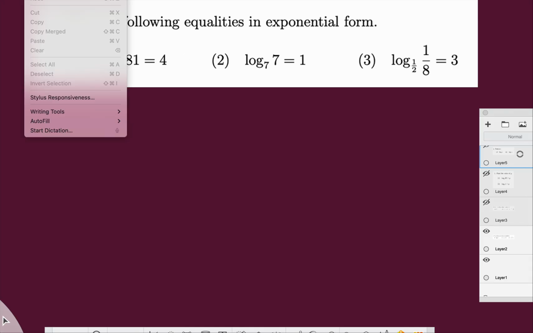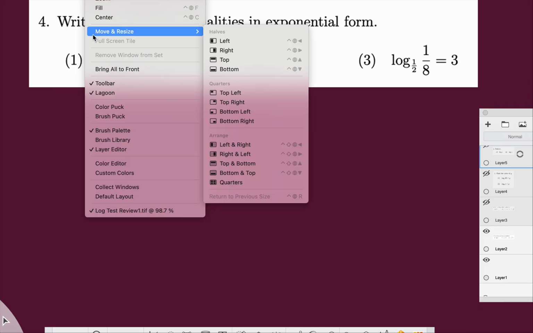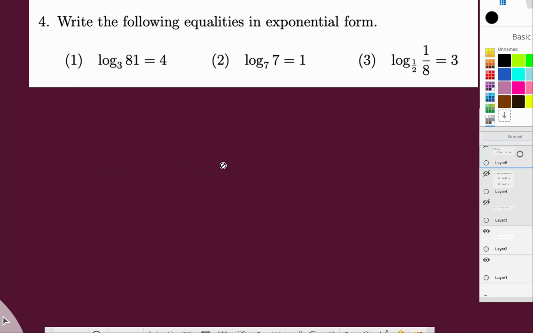Yuck. Sorry. Where would it be? Where is it? No. Colors. There they are. All right. So I just need some bright colors to write for you. Here we go. Let's try this bad boy.